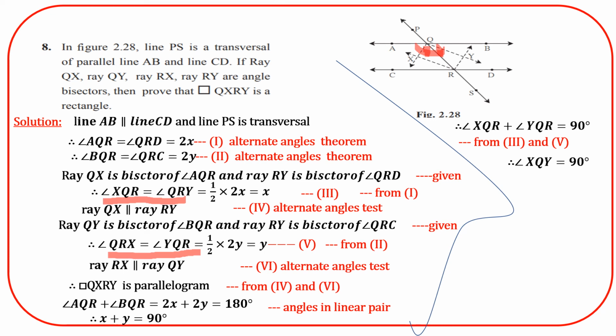Similarly, we can prove this angle R, similarly angle XRY is equal to 90 degrees. Opposite angles of a parallelogram are equal, and they are equal to 90 degrees, 90 degrees.